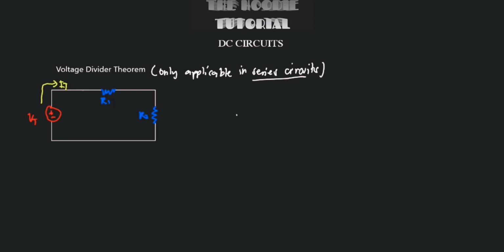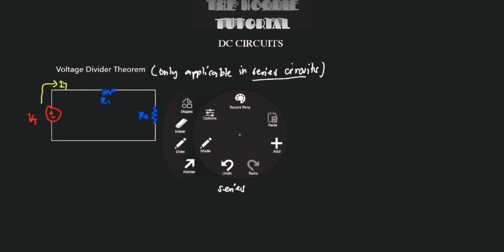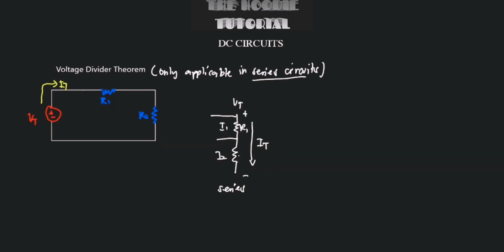So let's say that we have resistors connected in series. This is series, and then we have a voltage source. Of course, this is positive and negative, so the current will flow through here, IT. In series circuits, IT is just equal to I1 and I2. What about the voltage drop across each of the resistors? Let's call this R1 and this R2. Therefore, this is V1 and V2. So we can use the voltage divider theorem in order to find the values of V1 and V2 right here.